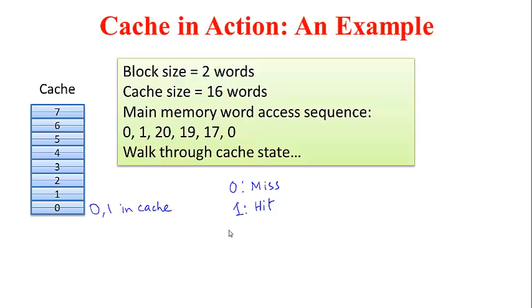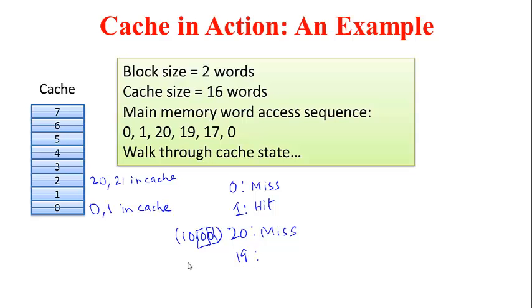What about while accessing memory word address 20? In this case, if you write out the binary for 20, it will be 10100. This LSB bit here will be used to represent the word number within a block. The next 2 bits will correspond to block number in cache. So this block number is 2. So 20 will map here. And while pulling in 20, 21 will also be pulled into cache. So 20 itself will correspond to a miss.